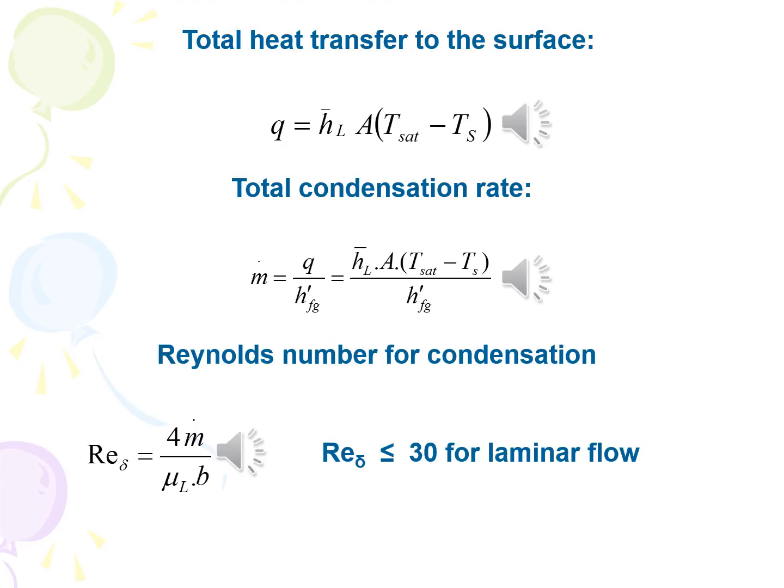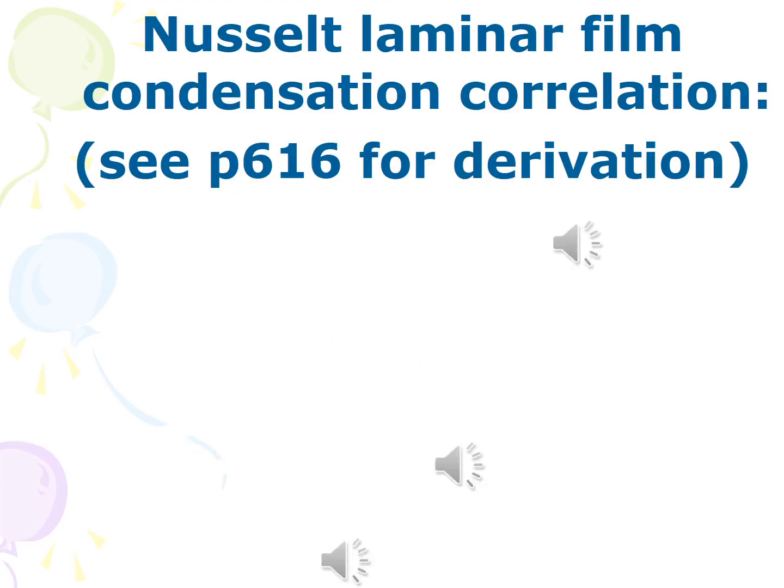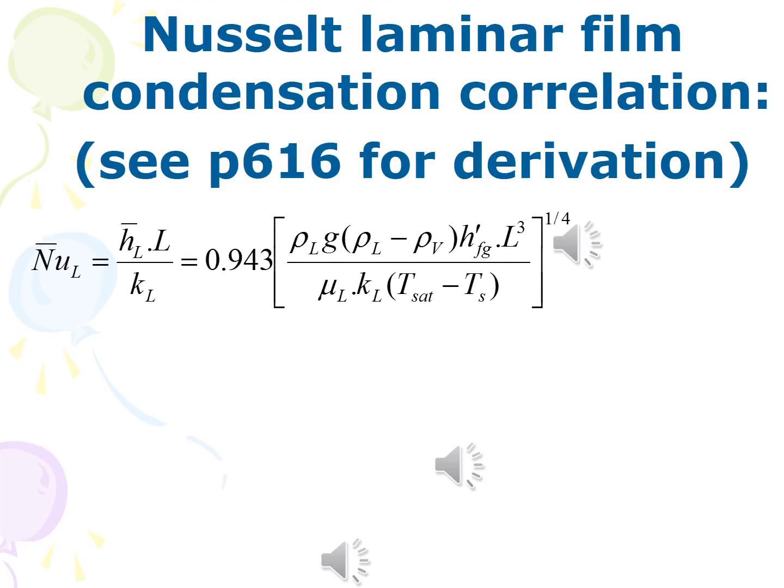Condensation has its own Reynolds number, which depends on the total condensation rate, m dot. Here, b is the breadth of the vertical surface. Note that the Reynolds number must be less than 30 for the flow to be laminar. Nusselt derived a laminar film condensation correlation. This is for Reynolds numbers that are less than 30.